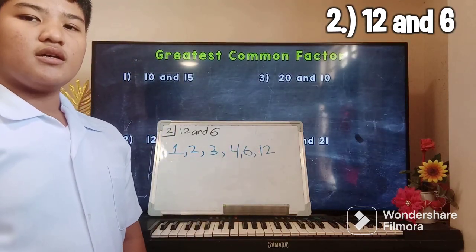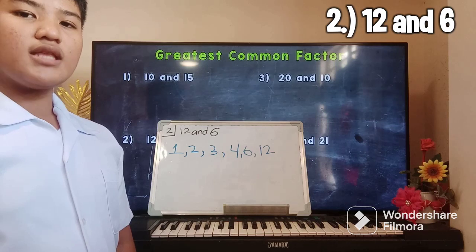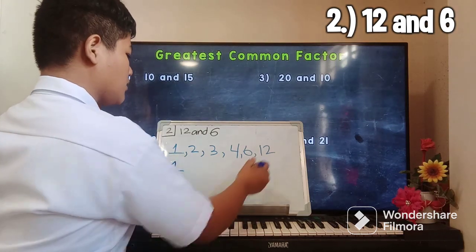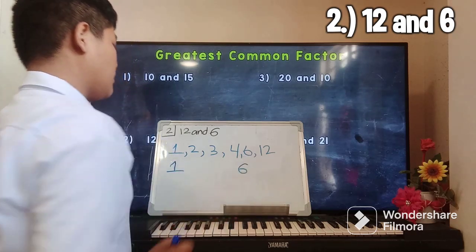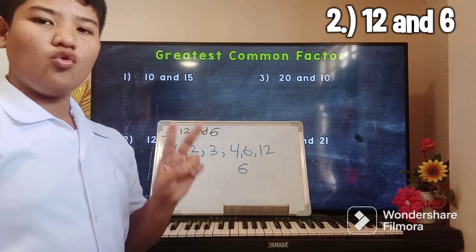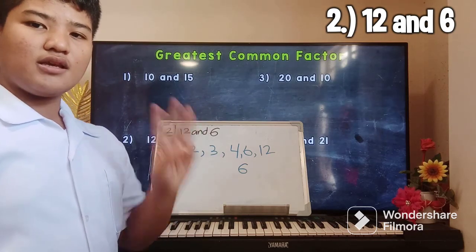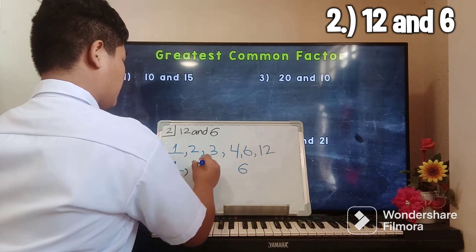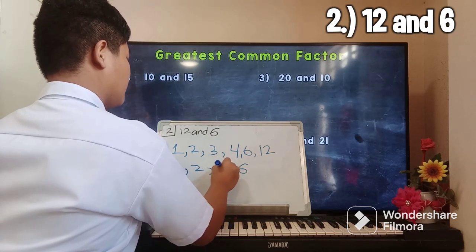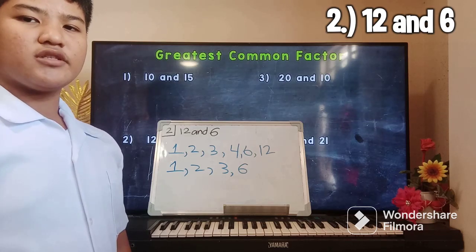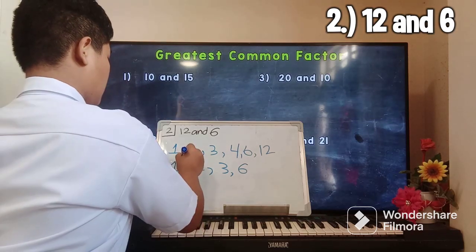And for number 6, the lowest number that we can multiply to get 6 is 1. So we'll write 1, and for the last side, we will write 6. And the other numbers that we can multiply to get 6 are 2 and 3 because 2 times 3 is equal to 6. So we will write 2 and 3, comma, 2, comma, 3, comma. Then get all the numbers that you see that are the same.